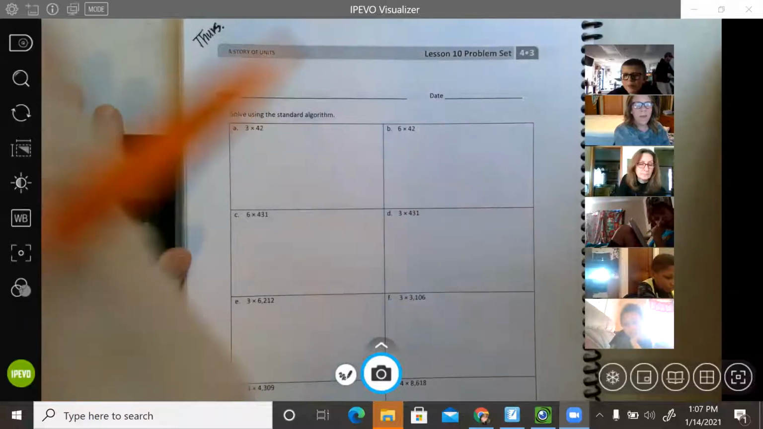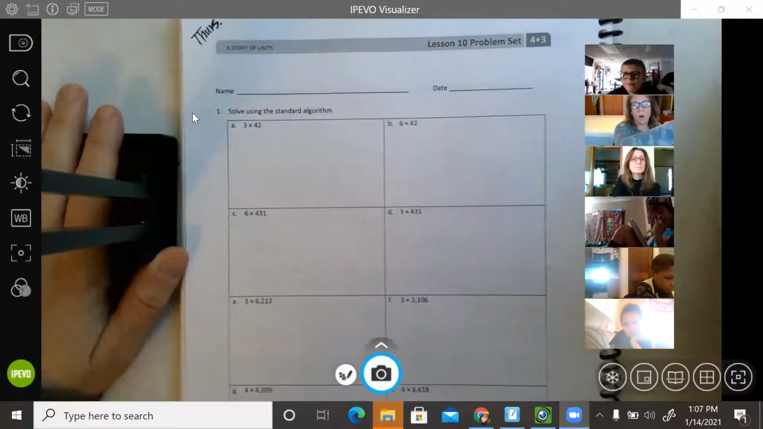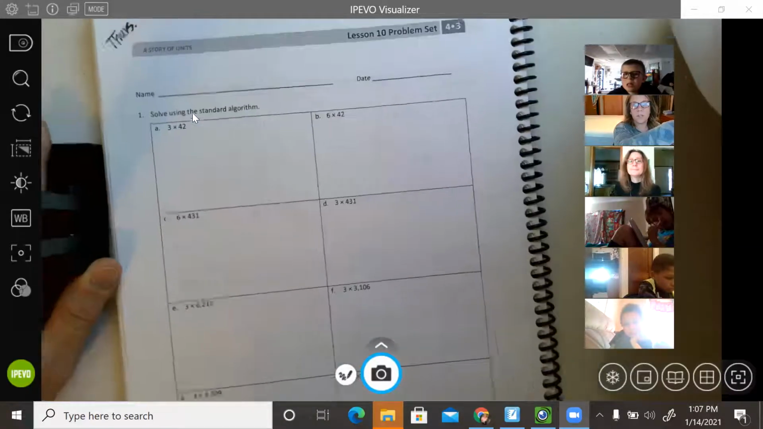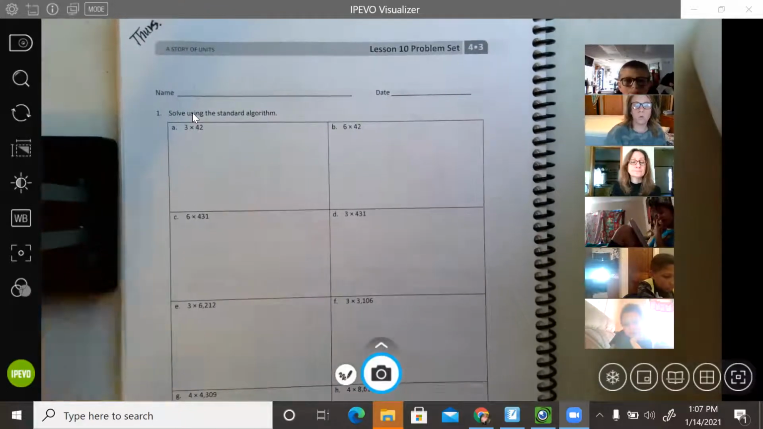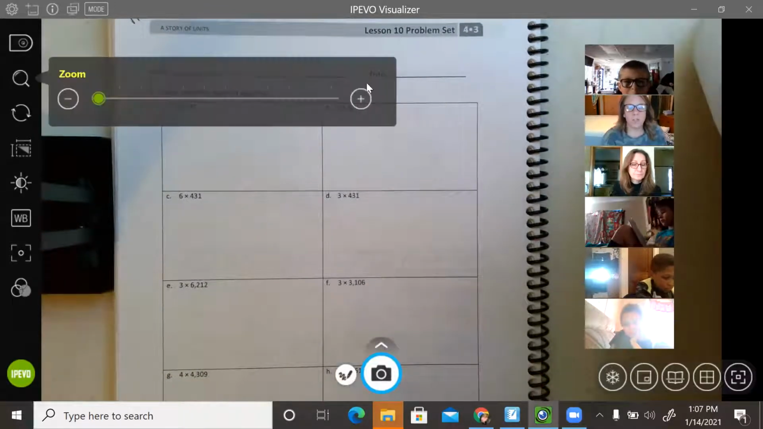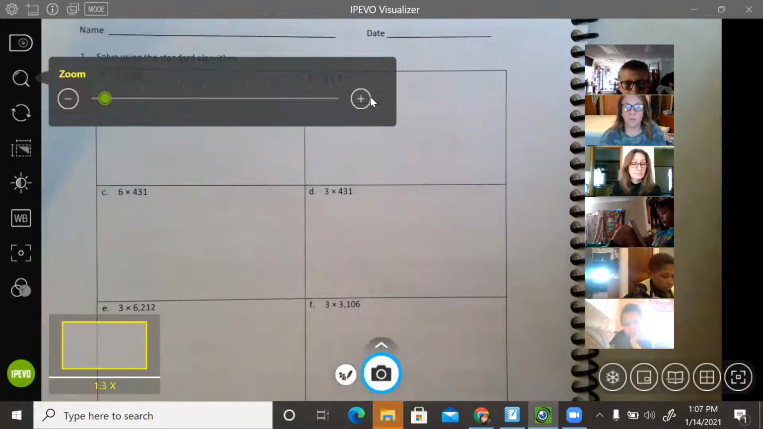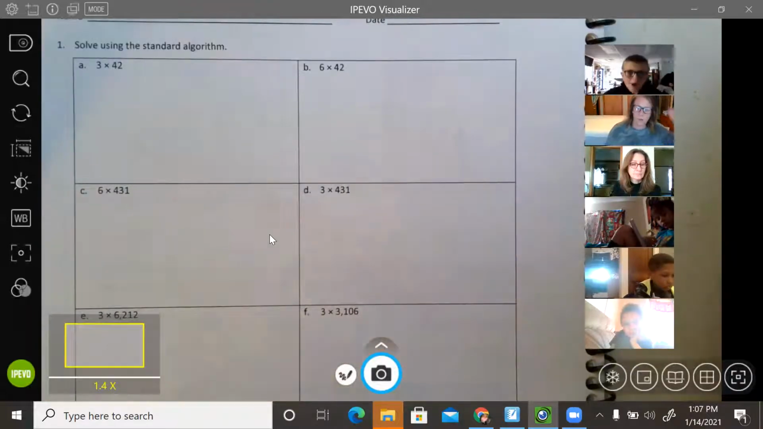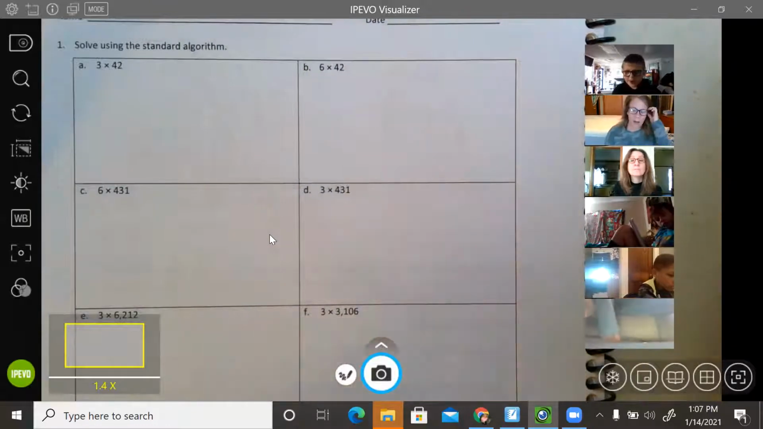There we go. Today's lesson is going to be more about stepping away from just solving problems. Now we're going to look at some situations where you would need to use multiplication of big numbers to solve. Okay, so the directions were to solve using the standard algorithm.